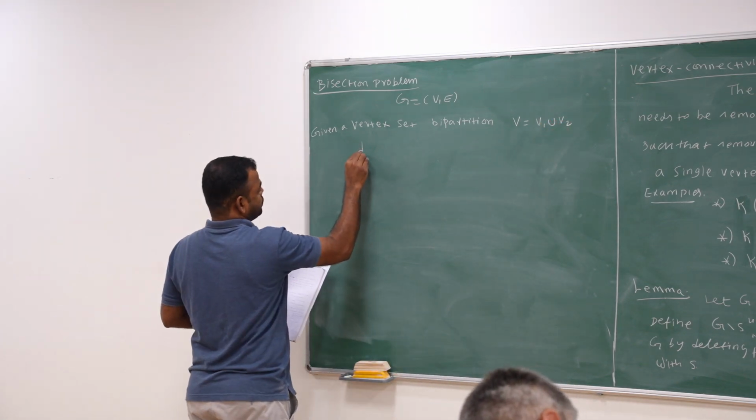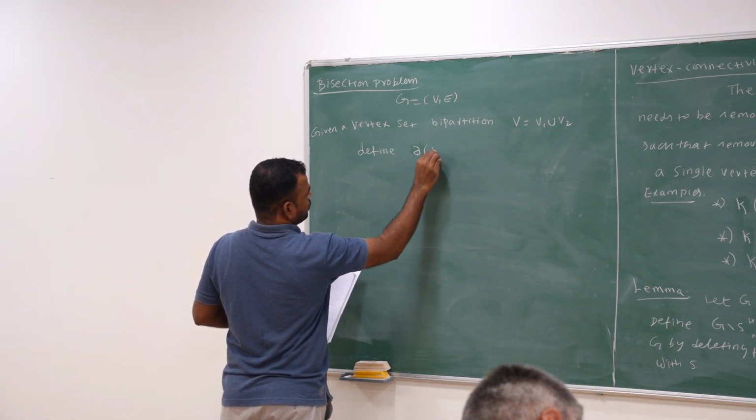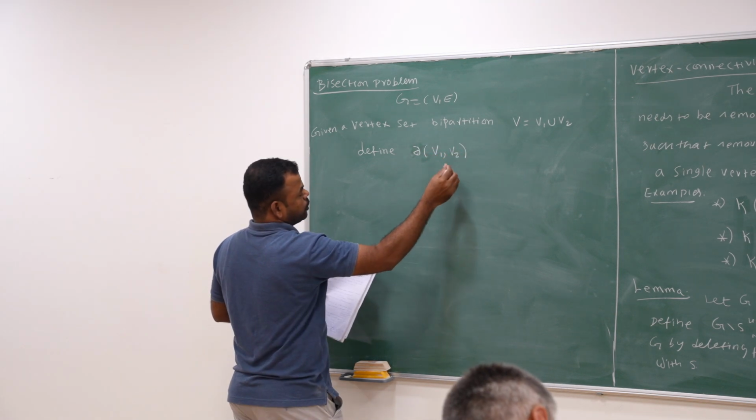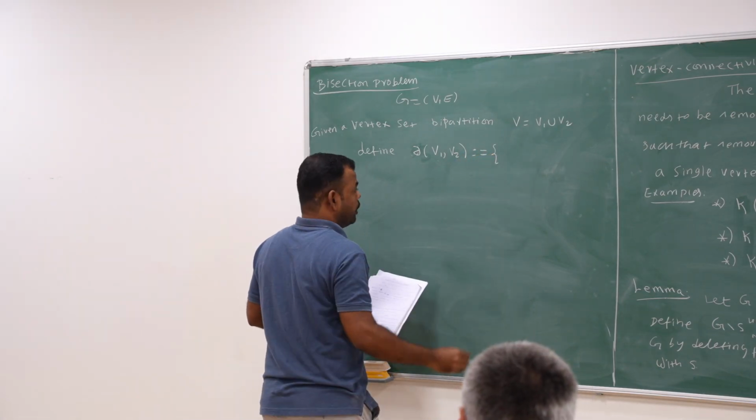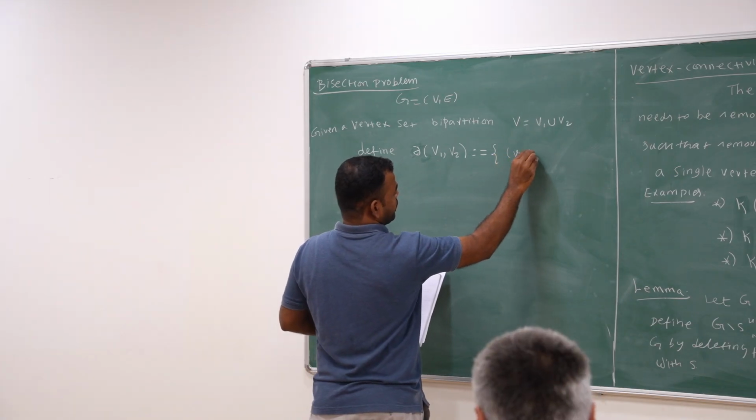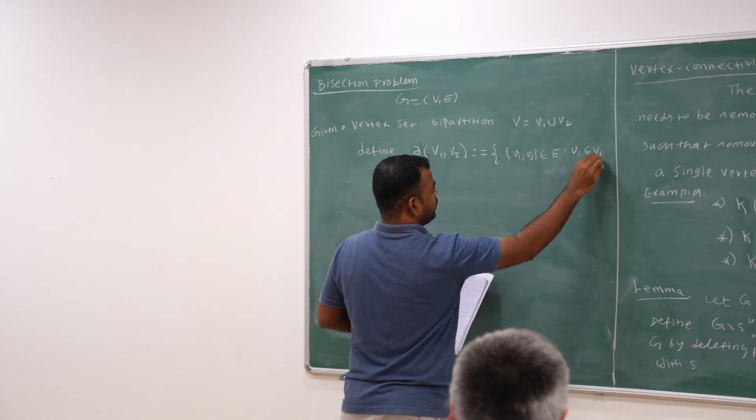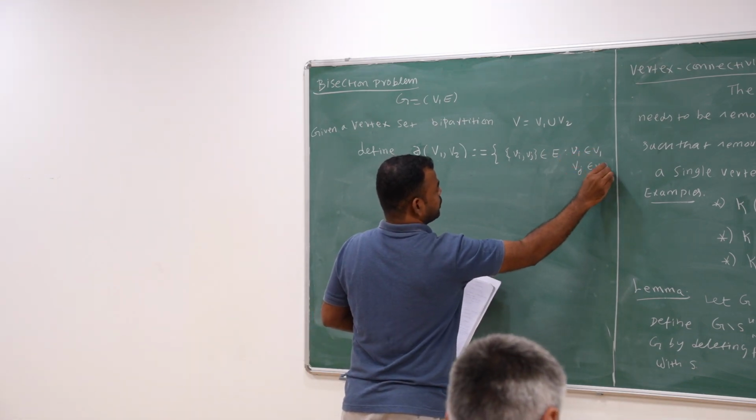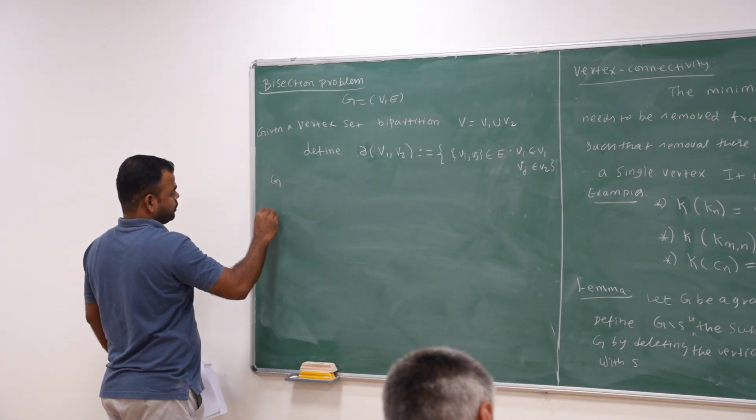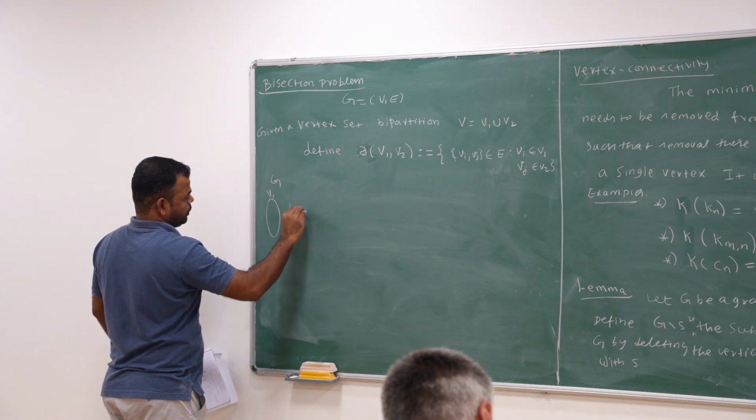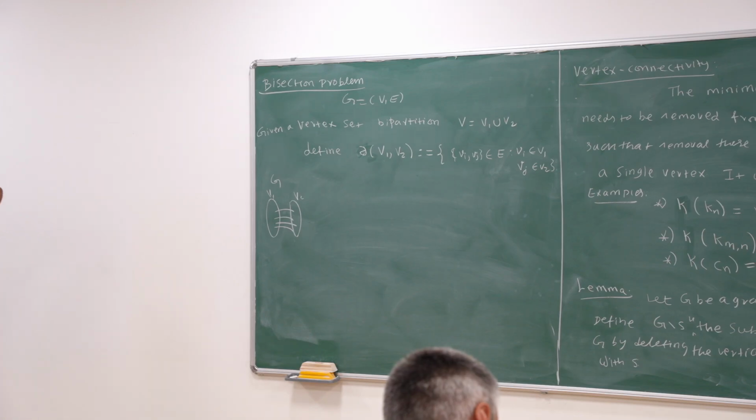So define the boundary, denoted by dou of V1 comma V2, as the set of all edges Vi comma Vj such that Vi is in V1, Vj is in V2. So you have a graph G, you have V1 something like this, V2 something like this. You collect all the edges between the partition V1 and V2.